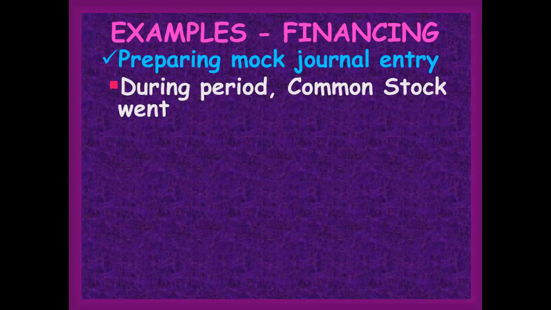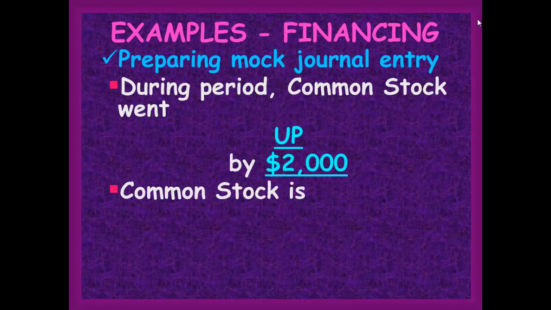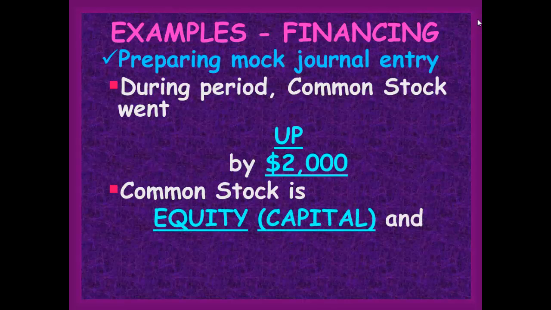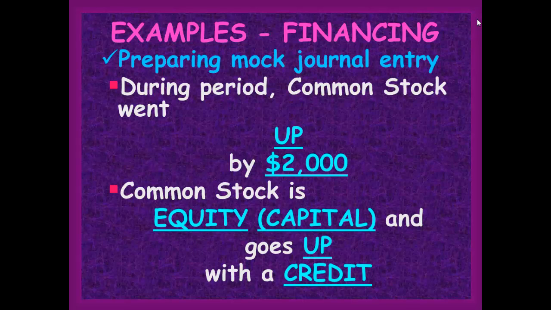Okay. During the period, common stock went up, what, $2,000? What type of an account is common stock? Capital or equity. Very good. All right. Capital or equity goes up how? With a credit. So common stock is going to be a credit then. If you want to go on down to your journal entry, skip the first line, please. Skip the first line. And the second line can be a credit then to common stock.